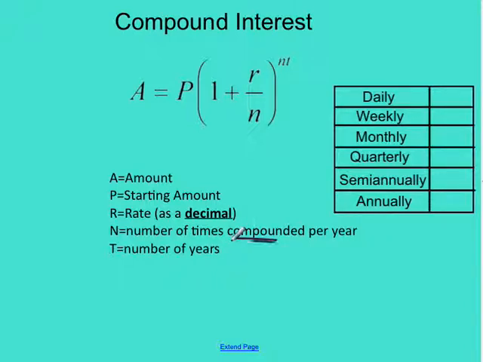That word compounded is going to be really important. Whenever you see the word compounded in a problem, that means you need to use the compound interest formula. And T is going to represent your number of years.